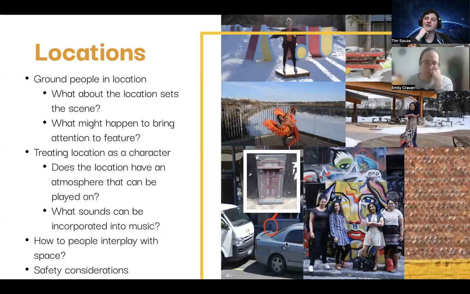Does that lead to any other questions, Em? Like, do we note weather or anything like that? Like those kind of details that are maybe not physical?